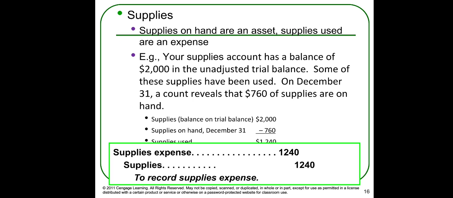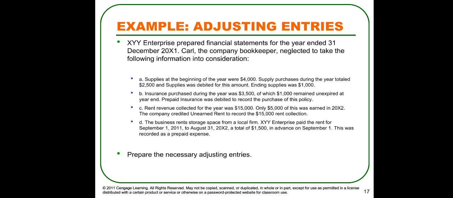Okay, just remember the way to do the adjusting entry for supplies. First step, you calculate the supplies expense, and then you record the adjusting entry like this: debit supplies expense and credit account supplies.